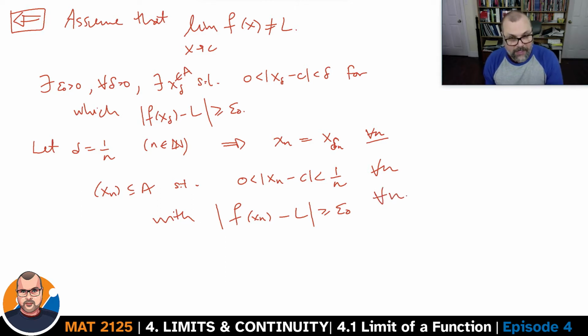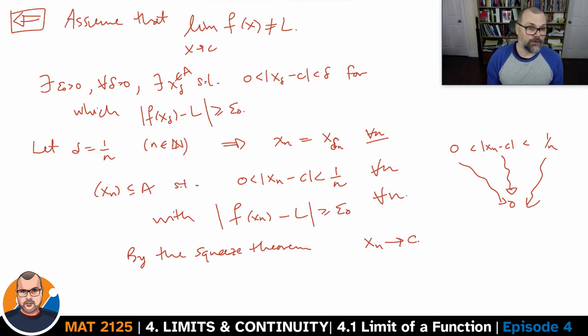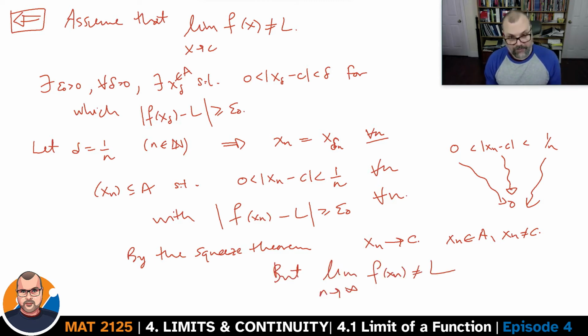Now the squeeze theorem here tells us this goes to 0, this goes to 0, so this goes to 0, the absolute value of xn minus c goes to 0, which means that xn minus c goes to 0, which means that xn goes to c. All these xn's are in A, none of them are equal to c, but the limit of f(xn) is not equal to L. Got an epsilon 0, such that, and so on.